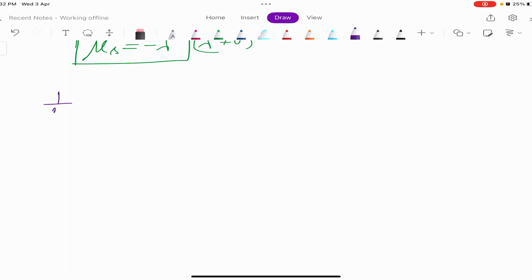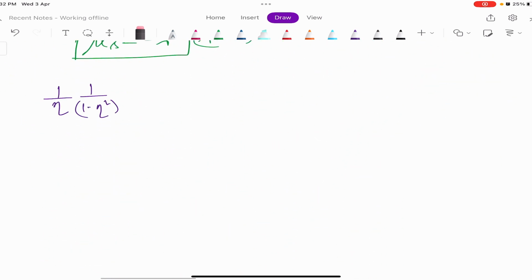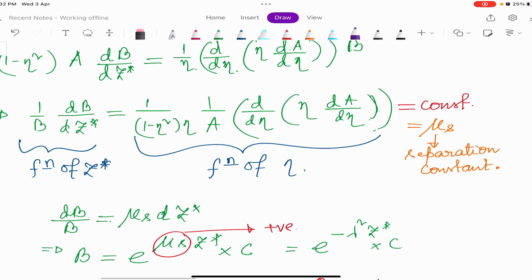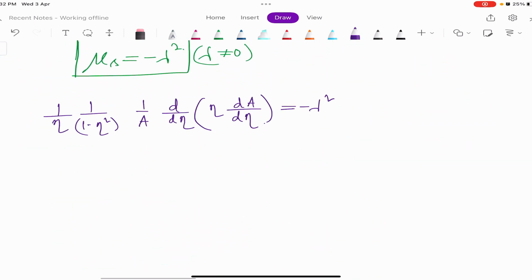So the equation is 1 by eta into 1 by 1 minus eta square into 1 by A d d eta of eta dA d eta, that is equal to minus lambda square, correct? So now I have that, right?